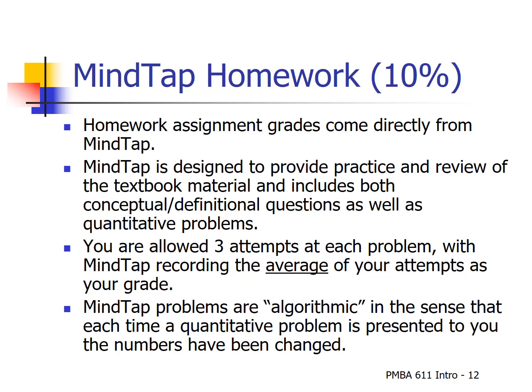Graded homework problems are in Mindtap and count for 10% of your grade. The Mindtap problems mirror and extend the material in the text. Quantitative problems are algorithmic, meaning the numbers change with each attempt. You can attempt each question 3 times with the system recording your average score under a system termed Do No Harm. If you attempt a problem a second or third time, your score will only be averaged if it doesn't lower your average.